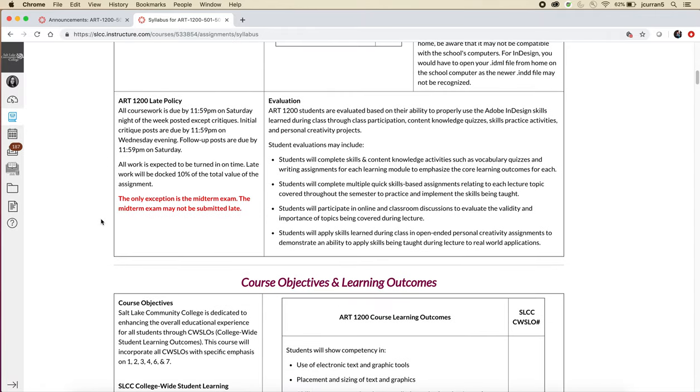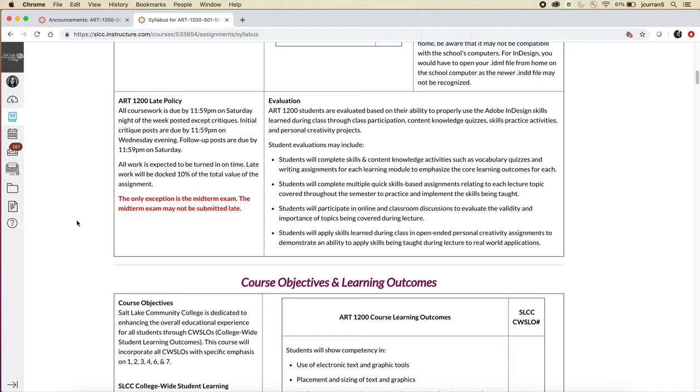Okay, late policy is important, especially for online classes. I have what I feel is a very flexible late policy for my courses. In Art 1280, you can submit late until the last day of the semester, which for the fall 2019 semester will be Wednesday, December 11th. At midnight that night, everything will lock and you cannot submit anything else. But up until that point, you can submit anything you want late.